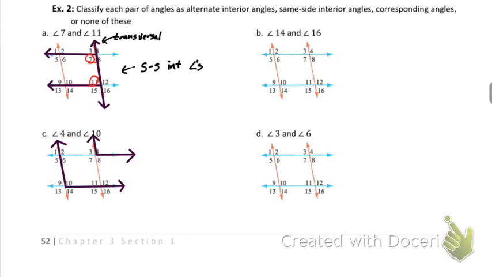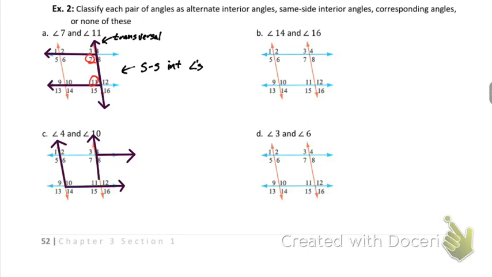There's actually no way to do this one. There's no way to do this one because let's say I extend this line. So picture with me. I extend that line, and now I have a transversal here. 10 and 4 aren't on the same transversal. They have to be on the same transversal. So that wouldn't work.